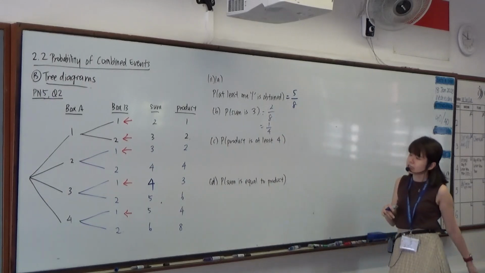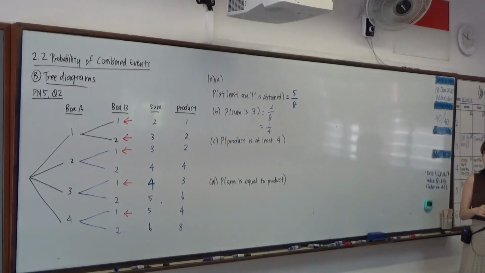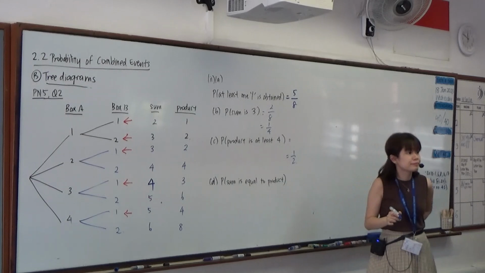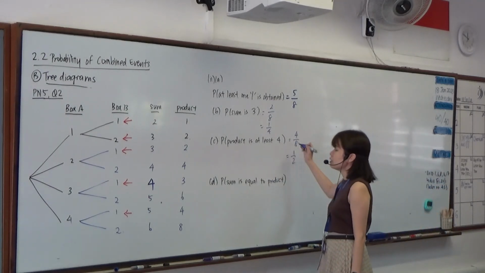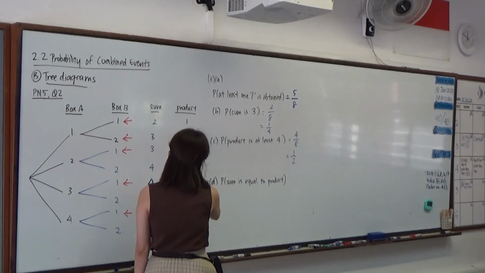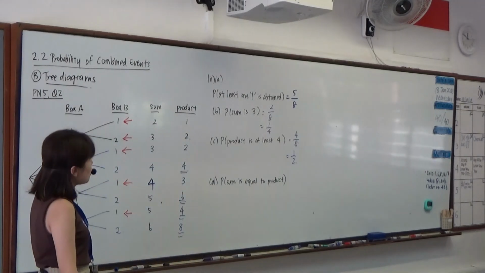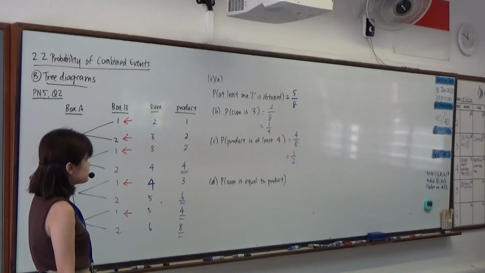And then part C, to find the probability of the product being at least 4, what will your answer actually be? Xu Jian. Answer, part C. Half. Why half? Sorry? 4/8. So to be at least 4, we have this one, this one, this one, and this one. So 4 of the different possibilities will give us a product of at least 4.